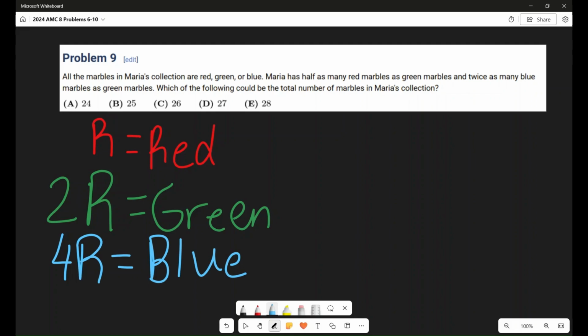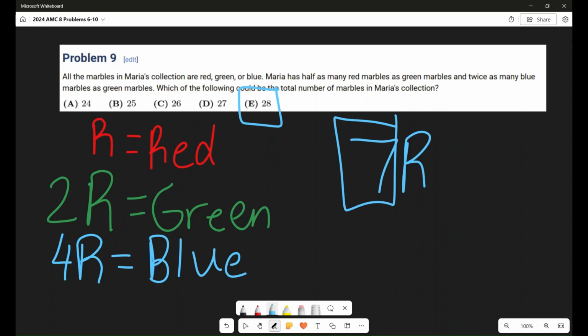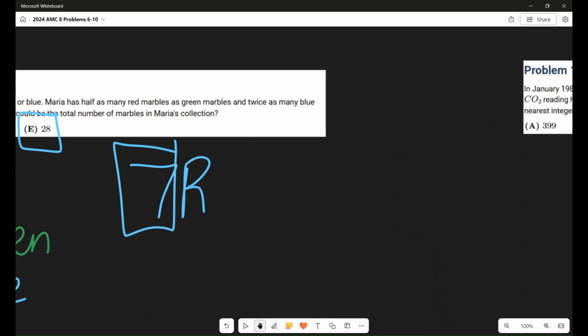We can add all of those up to get 7R as the total number of marbles in Maria's collection. So all of the conditions can be satisfied as long as the total number of marbles is a multiple of 7. So we can bubble in E and keep it moving.